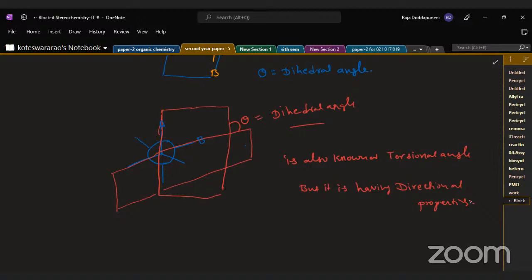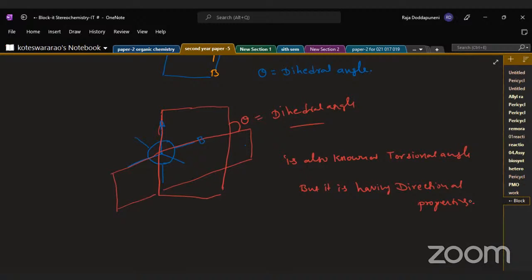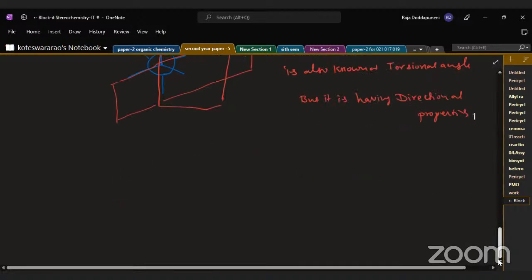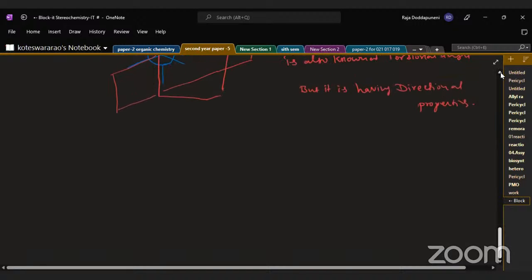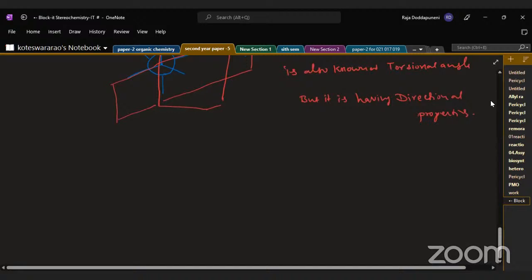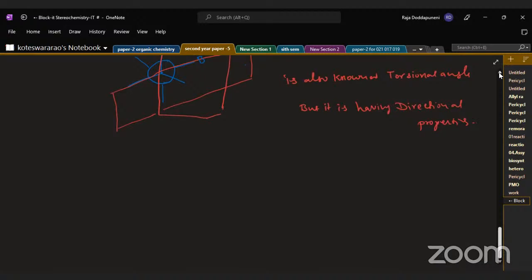Here some representation is given. Look at here. Some example is taken for understanding the torsional angle and the dihedral angle. When do we call it the torsional angle, and when the dihedral angle? By using the directional property, where the minimum angle is there, if you are rotating clockwise or anti-clockwise, that is the plus direction and minus direction.